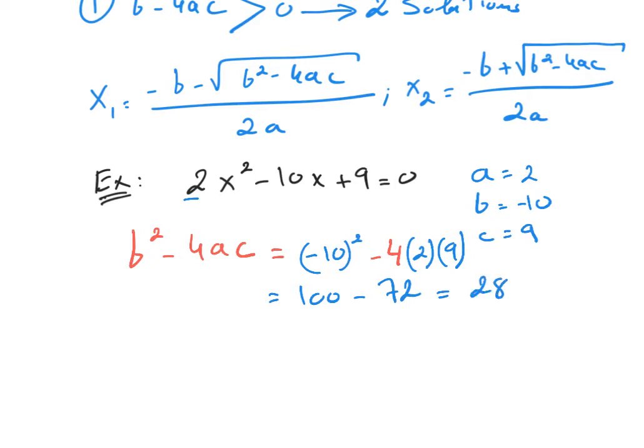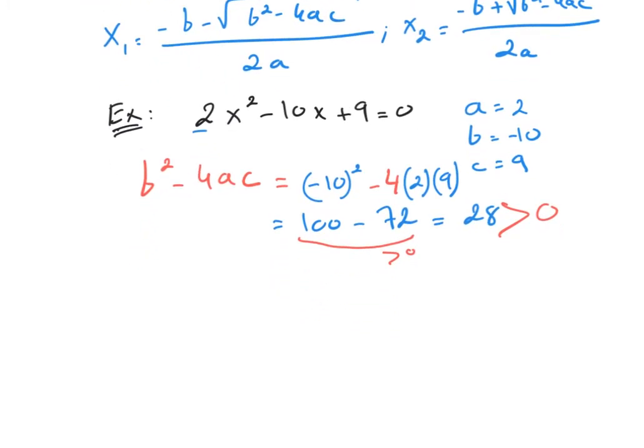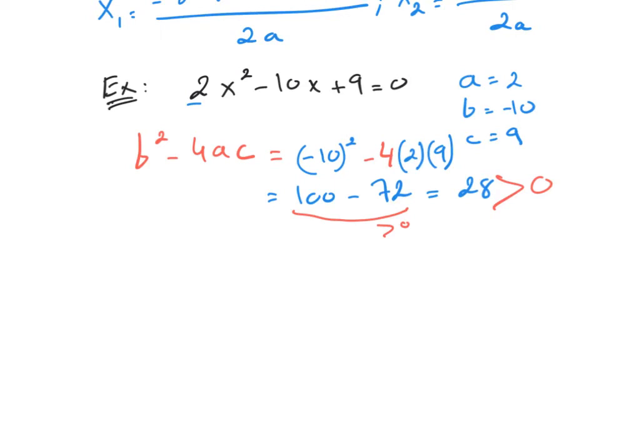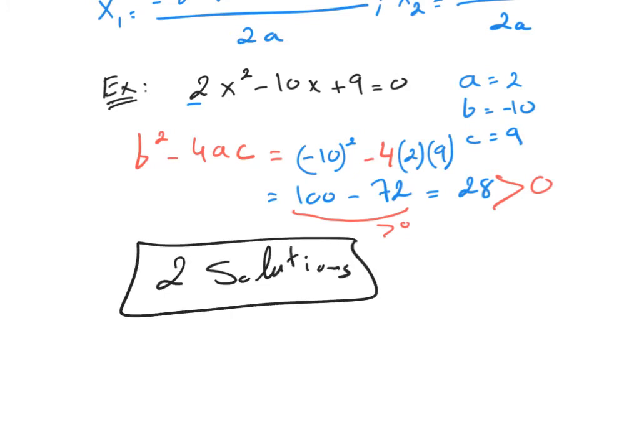Now 28 is greater than 0. Sometimes you don't even have to calculate the whole thing. You can see that the answer here is greater than 0 because 100 is greater than 72. So you don't even have to continue, and that will tell you that we have two solutions here, two unequal solutions, for this example.